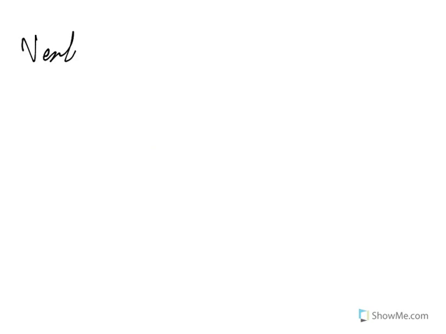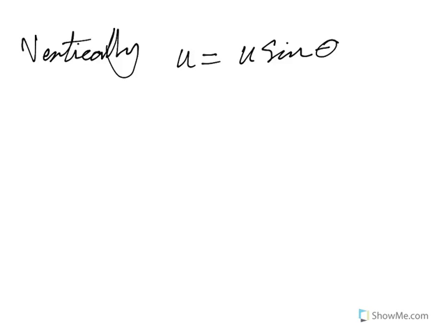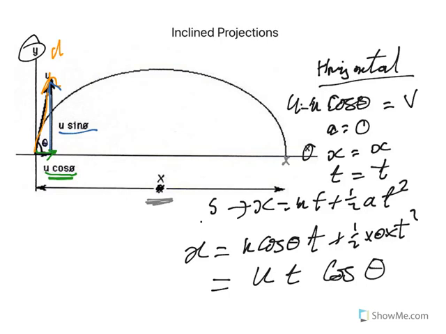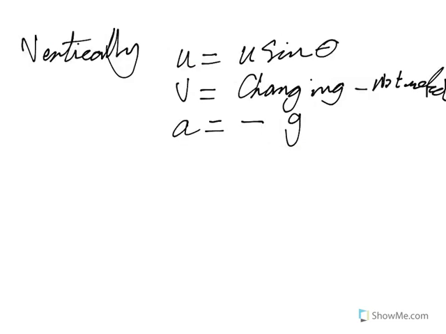Now in the vertical direction, the initial speed is u sine theta. The velocity v, that's changing, depends on where we are in the flight, so that's not useful for what we've got at the moment. The acceleration, if I'm taking up as positive, then the acceleration is down, which is negative g. And so you look and see I've got a Cartesian plane, so in the vertical direction, up is positive, we go by that. The distance that it travels, well, it's in the y direction, so I'll call it y, and the time that it takes for the flight is t.